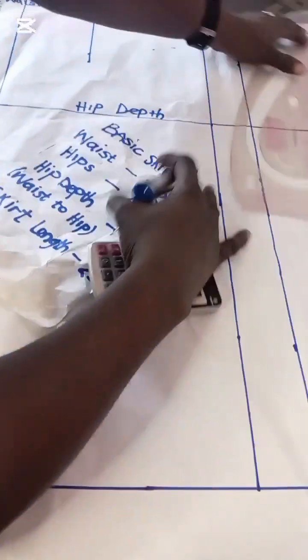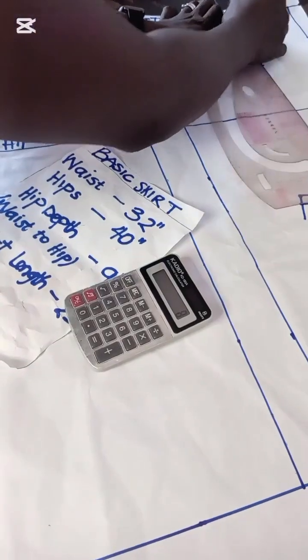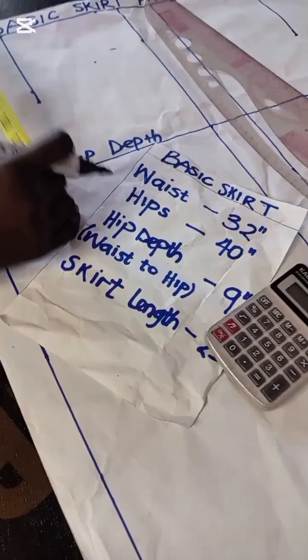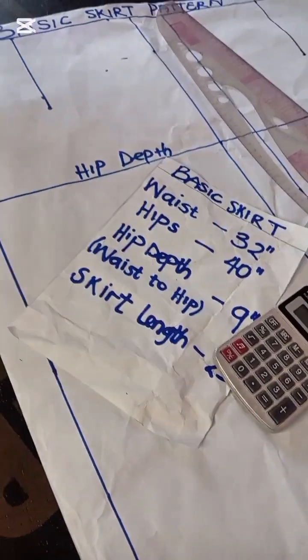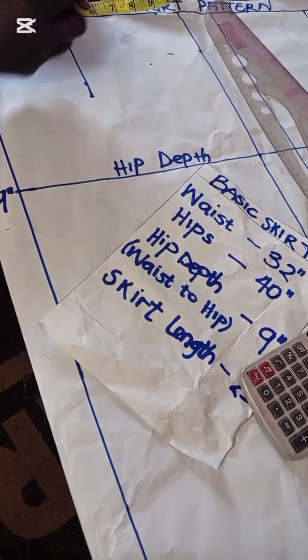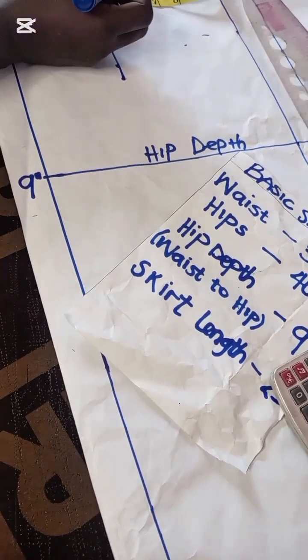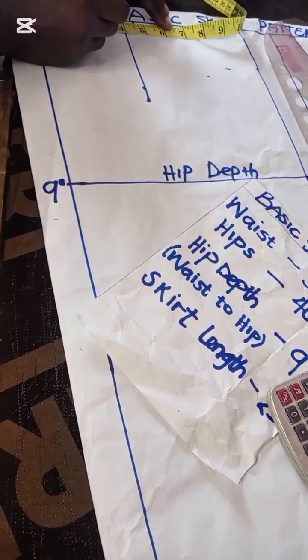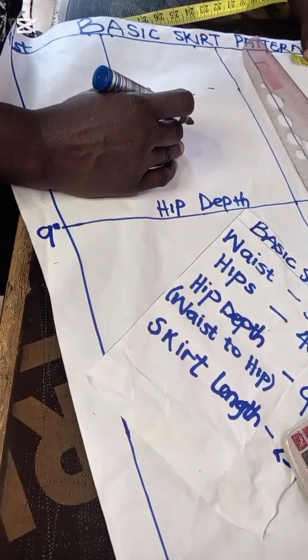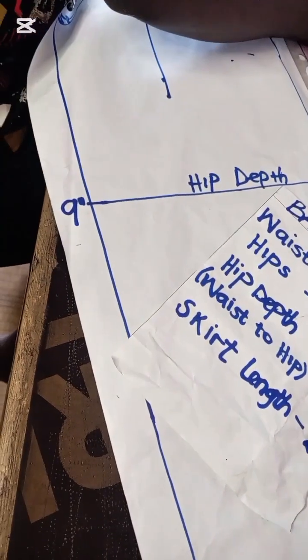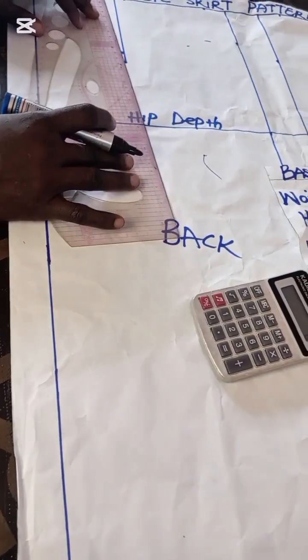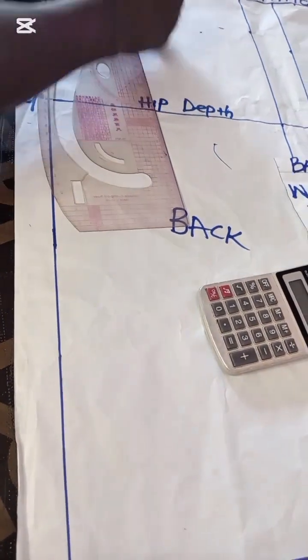Okay, I'm doing it for the back and I'm also doing it for the front. The next thing we are going to do is remember the dart is half an inch, so we are just going to measure half an inch on both sides. Let me do it for the back and also the front. Half an inch on both sides, and just rule the dart leg down to the 5-inch mark.